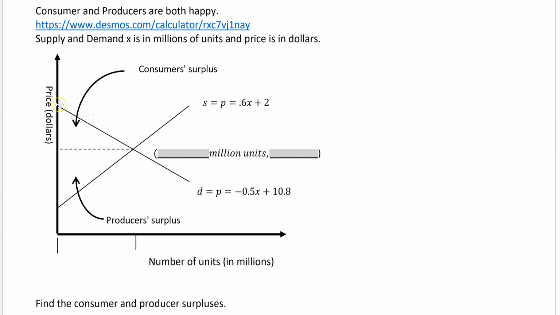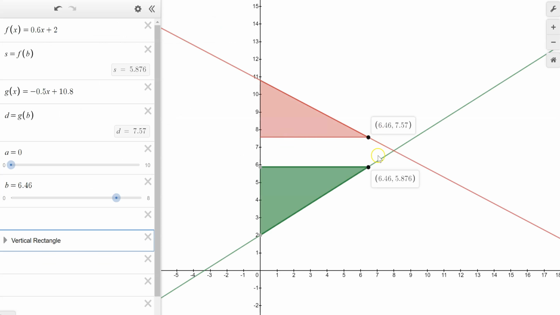Remember, our demand equation is going to go down because the price needs to decrease to sell more units. And for supply, the price needs to go up for there to be a supply of more units. Just look at Desmos with this. Right now we've plugged in 6.46 units, and that tells us what the supply price is and what the demand price is. You can see that's all our savings, but we want the most.